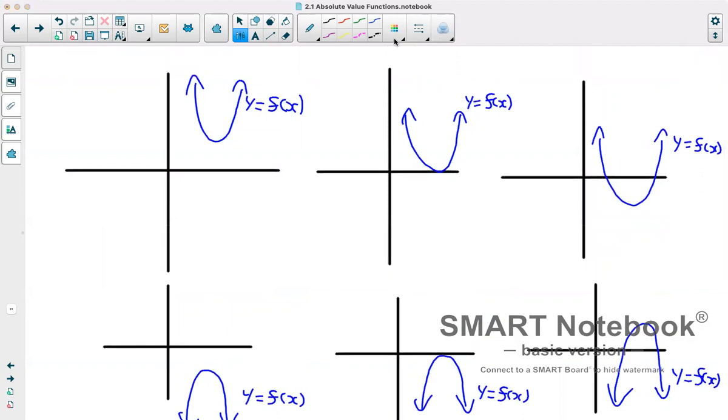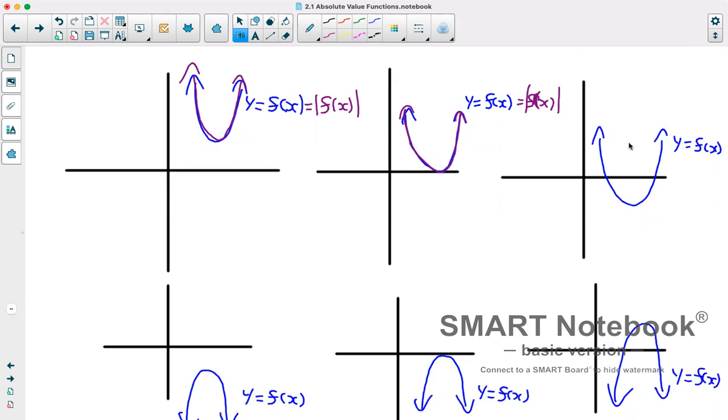If we take the absolute values of them, for this one, every y value is already positive. So our graph of y equals f of x will equal the graph of the absolute value of f of x. Nothing changes because every y value was already positive. Same as this one. It's going to overlap perfectly. So our graph of y equals f of x will be the same as our graph of the absolute value of f of x.